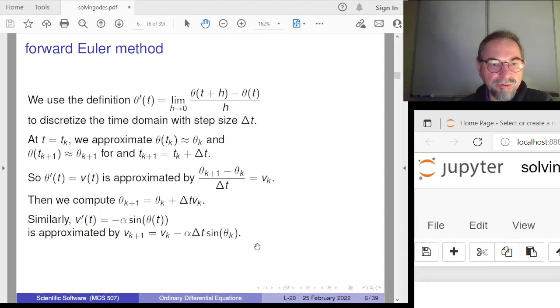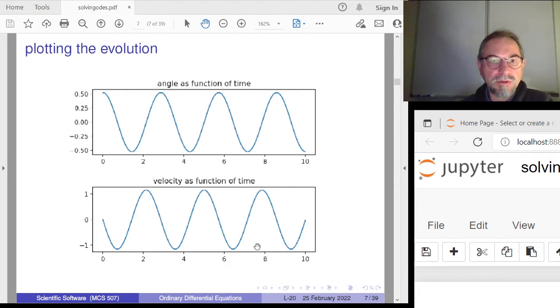Each time you replace the derivatives by the first order approximations. This is called the forward Euler method. Here, what does this then lead to? So we see the angle and we see the velocity. So this is a very simple model of a pendulum.